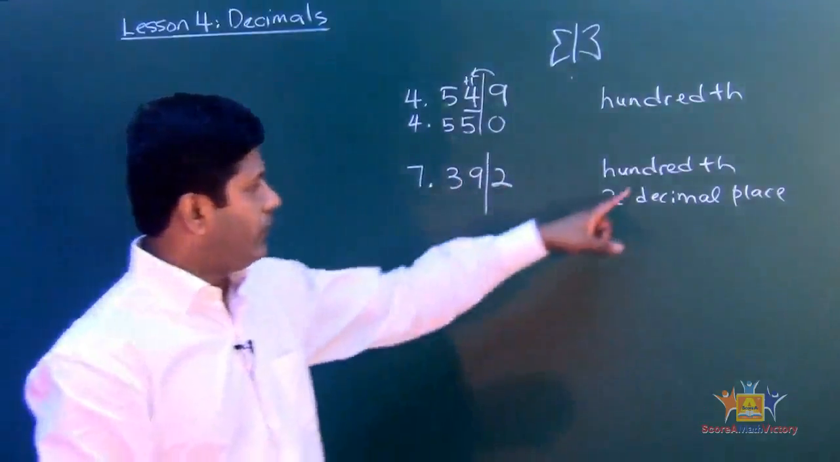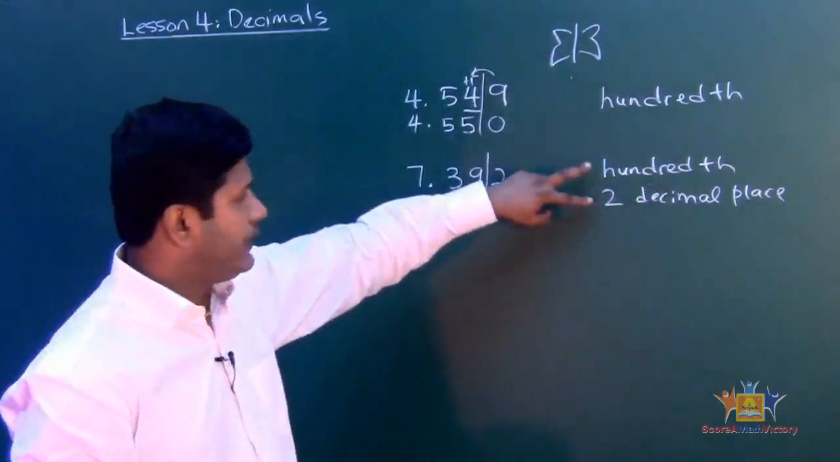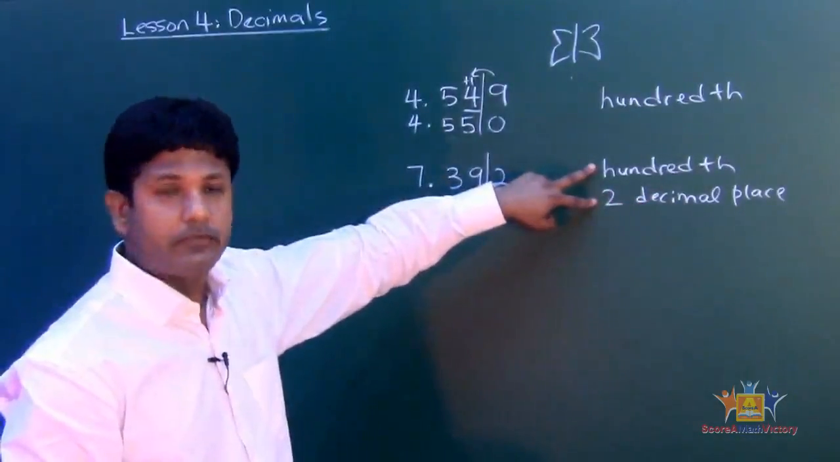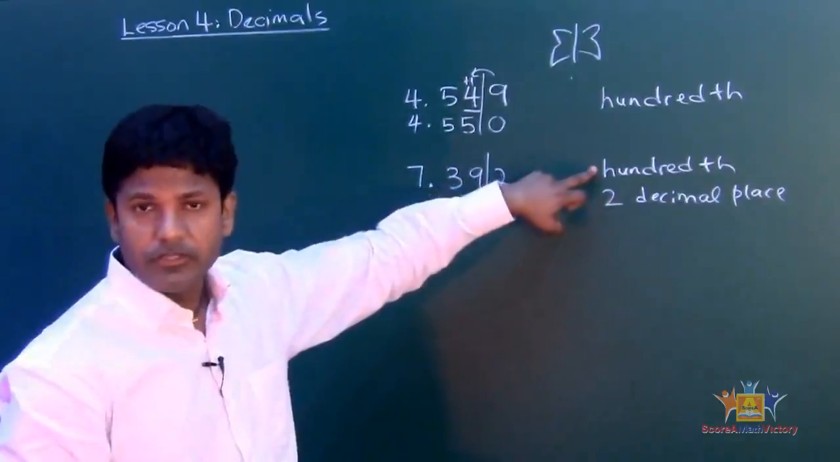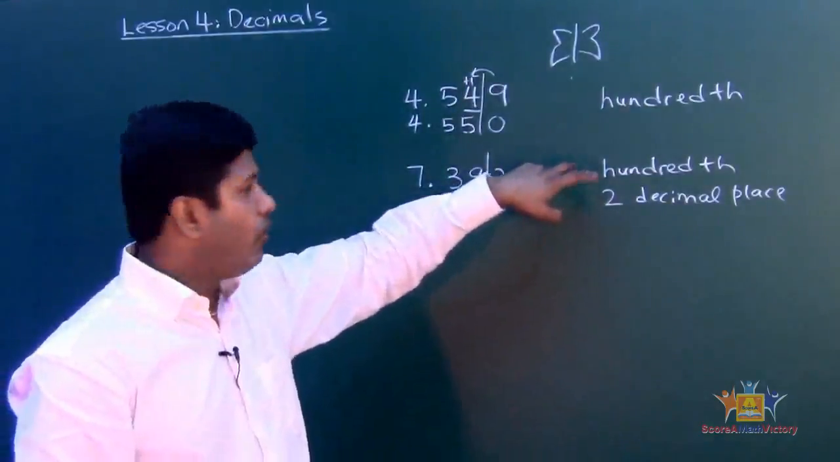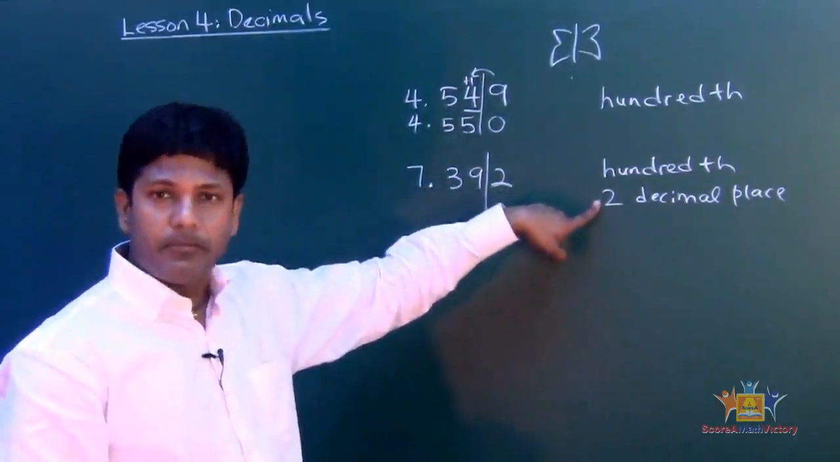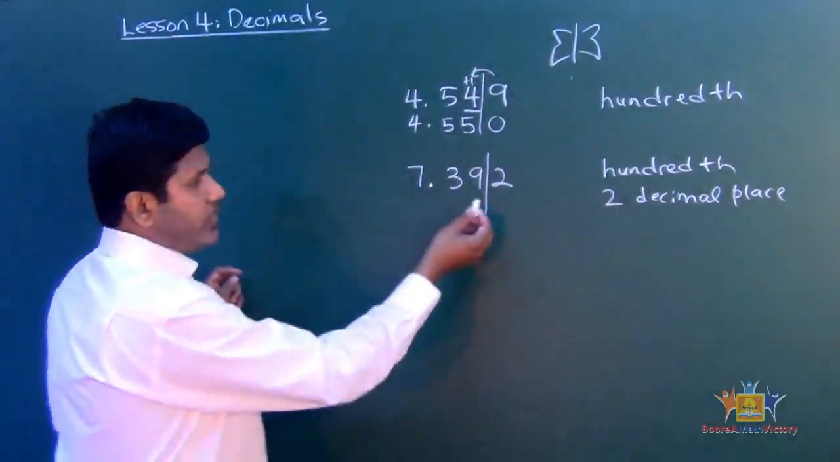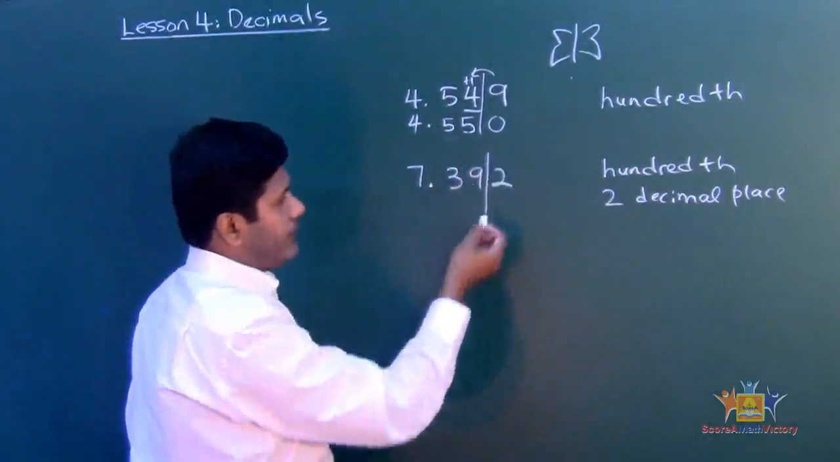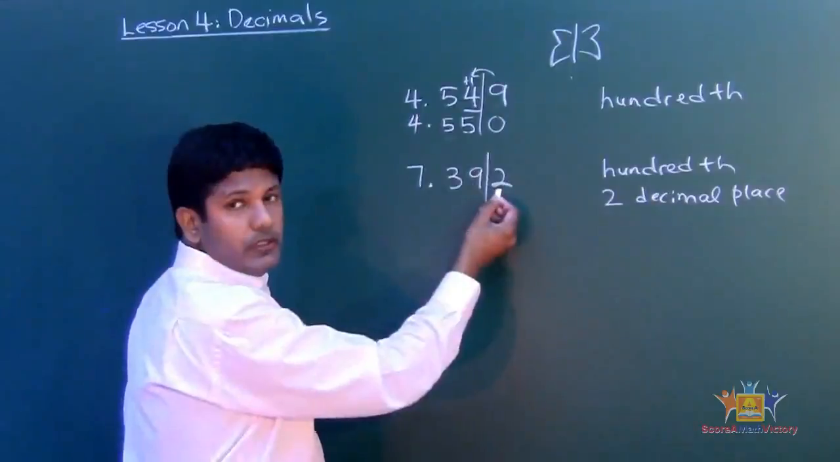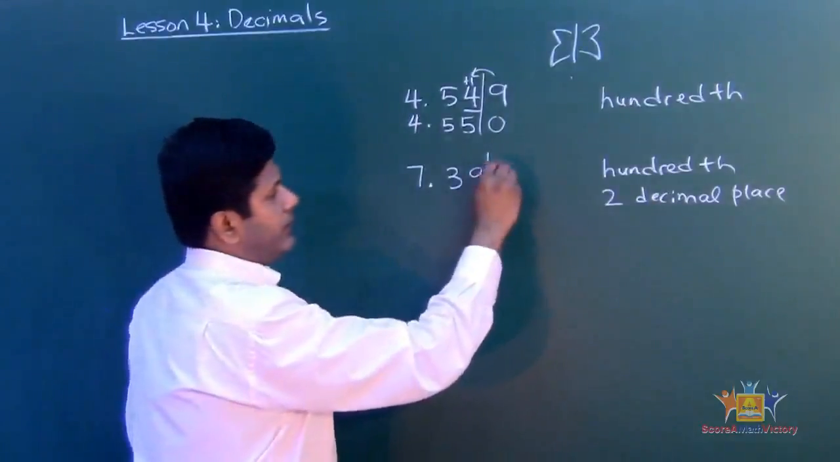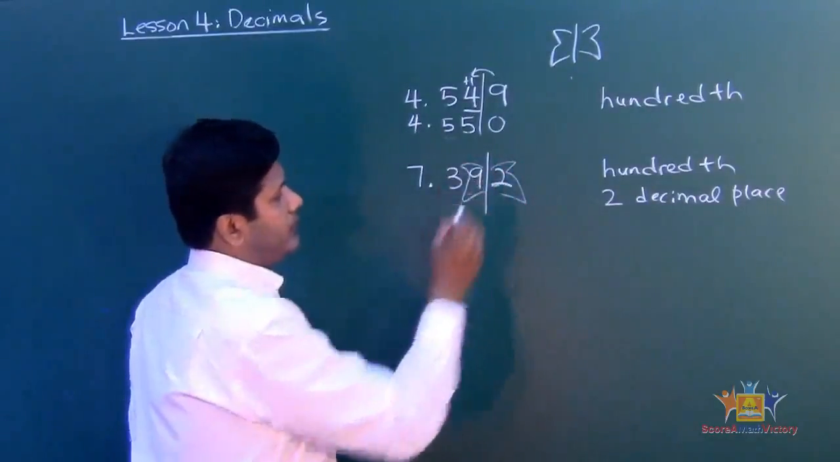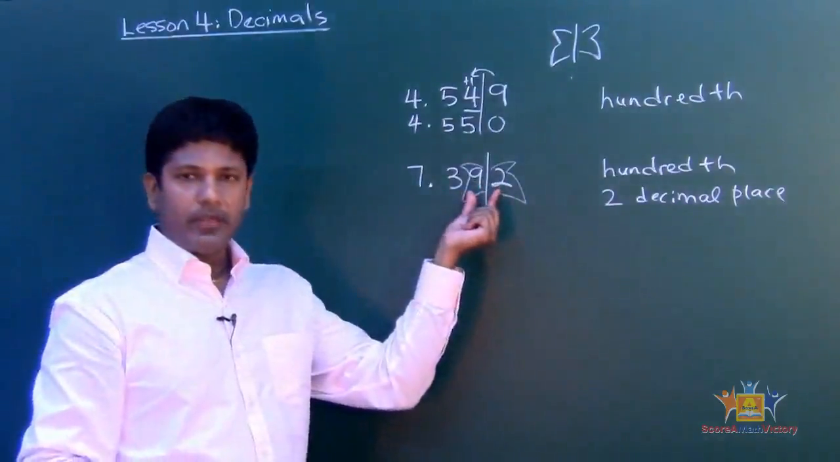You need to be comfortable with either term: if I ask you to round off to the 100th, or to the second decimal place, it means the same thing. So I put a line right there. Now look at that, the 2. Now see the butterfly method. These are the only 2 we're going to play with.